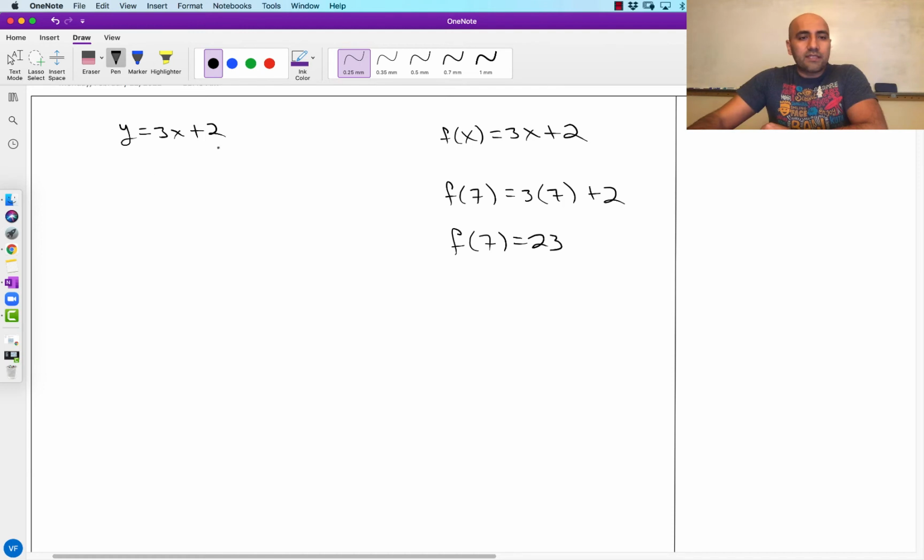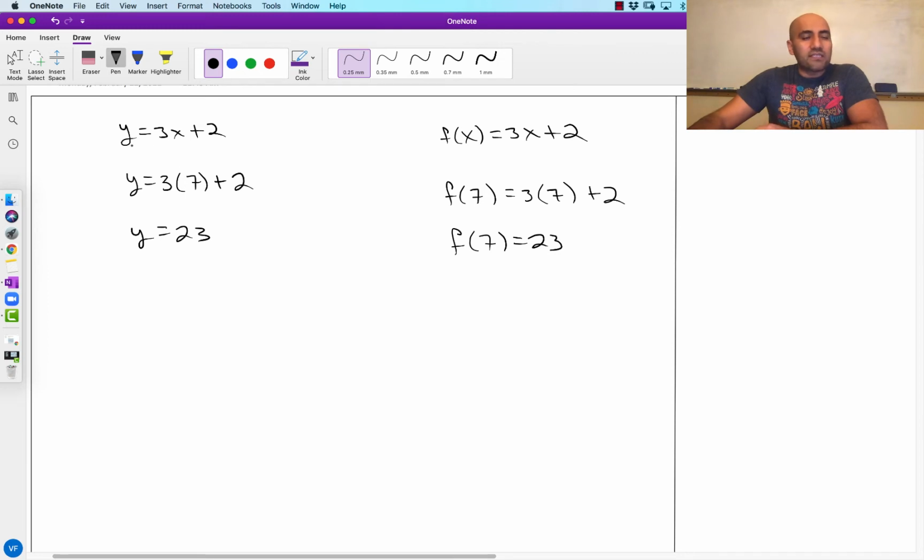F of 7 equals 23. If we keep this style of notation and we replace the x with a 7, then we get the same answer, but we do lose a little bit of information, right? If we just present to someone y equals 23, we lose the fact that the input value was a 7. Whereas in this style of notation, we keep both the input value of 7 and the output value of 23. So that's the nice advantage of this.